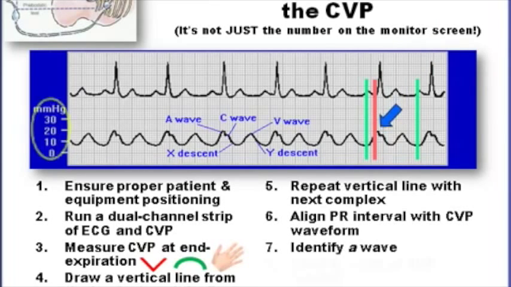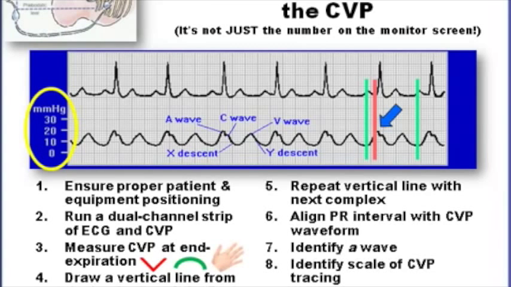So there it is. And then we need to look at the scale and make sure that it's not too big or not too small. And then we're going to draw a line from the middle of our A wave all the way over to our scale, and that is our CVP number. So in this case, it looks like around 20.